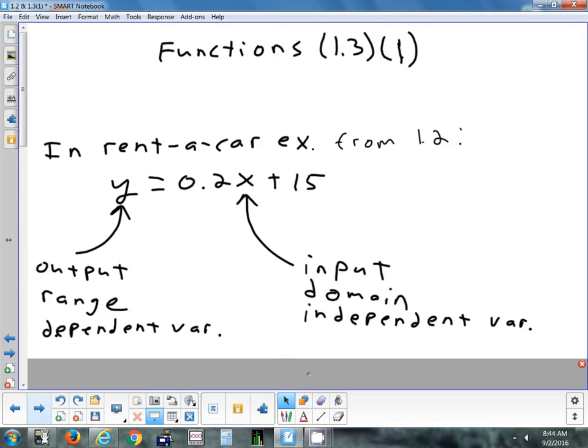So there's all kinds of different names. One I didn't mention, input and output. I kind of think of input, it's like a machine, like this formula. If you plug in how many miles, you put that into the machine, what'll come out is the total cost. So that's the output. You input how many miles you're going to drive, and the output will be the total cost.